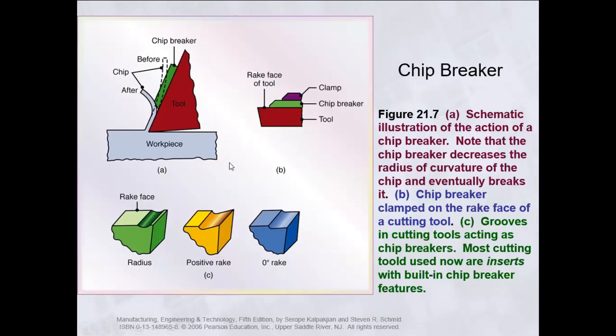There are a few types. Sometimes the rake face is also designed in such a way to attach a chip breaker and to direct the newly formed chips. These are the three figures in which grooves are made in order to remove the chip. This is the sharp cutting edge that removes the chip from the workpiece, and this is the line that you are observing. This line directs or breaks the chip, so by design it works as a chip breaker. A groove in the cutting tool acts as a chip breaker. Most cutting tools are now used as inserts with a built-in chip breaker feature.